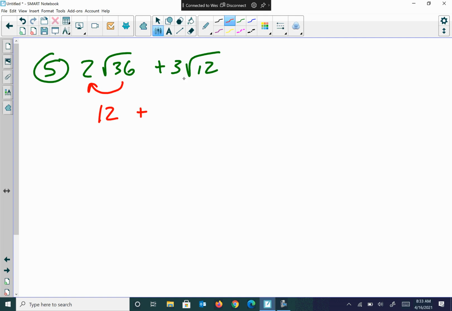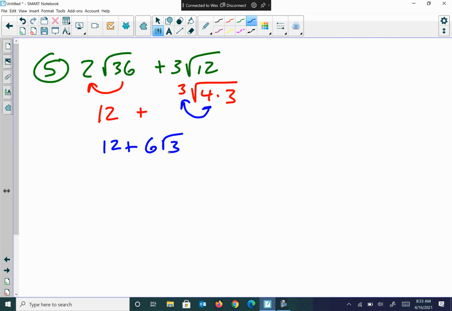Okay, so plus, and then I'm going to break 12 down. I'm going to break 12 down to 4 times 3. I'm using 4 and 3 and not 2 and 6 because 4 is a perfect square. Agree? Square root of 4, friends. 2. 2 does what to this 3? So I get 6 root 3.